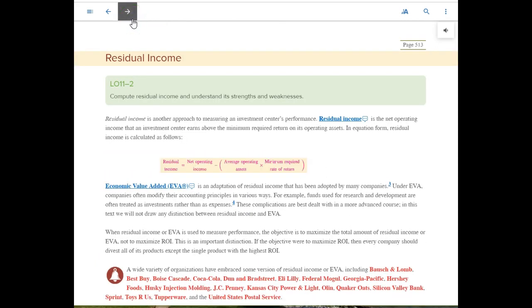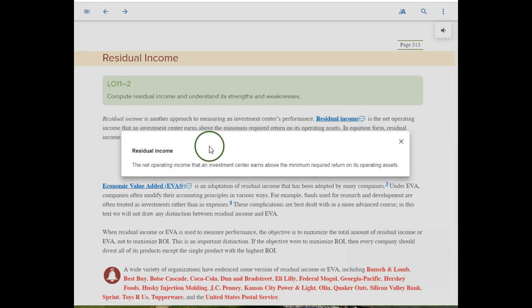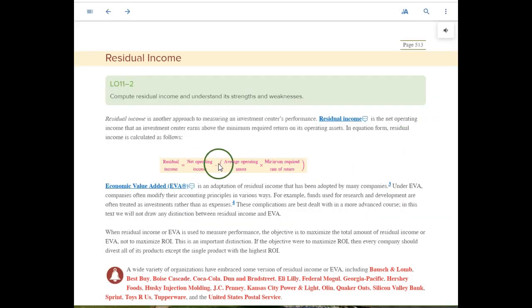Another way to evaluate the performance of an investment center is called residual income. Residual income is the net operating income that an investment center earns above the minimum required rate of return on its operating assets. Expanded out a little bit, you take your net operating income and subtract the minimum you require based on the assets you have invested. So you take the minimum required rate of return times your operating assets, and whatever this result is, subtract it from your current net operating income to get the residual.